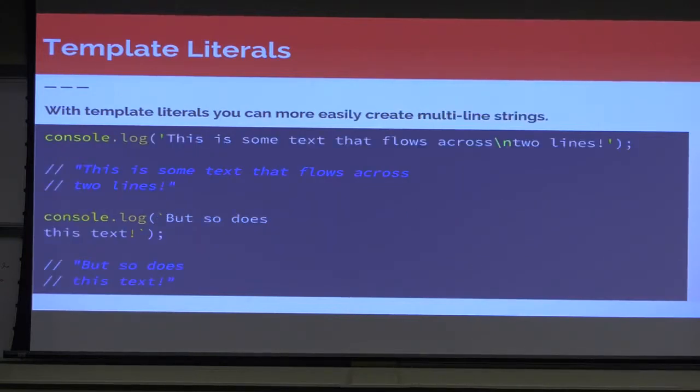And it also allows you to very easily create multi-line strings. So normally, if we wanted to flow text across 2 lines, let's throw a backslash in there, and that's fun, right? But with ES6, you literally just put a new line in there, and you're done. You don't have to think of anything else. It maintains your multi-lines perfectly with no problem.